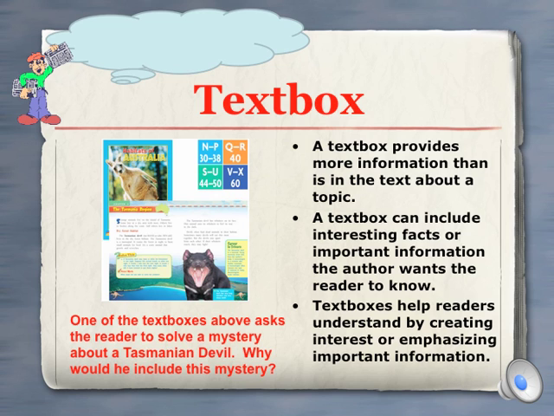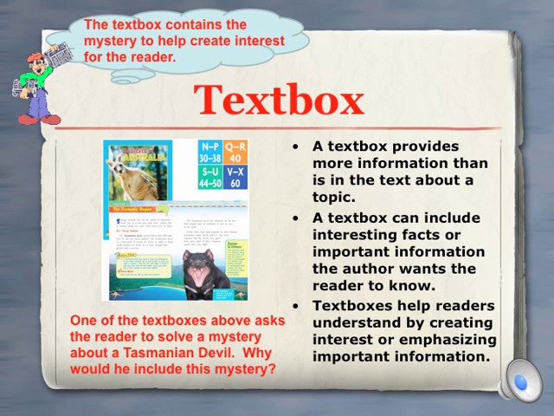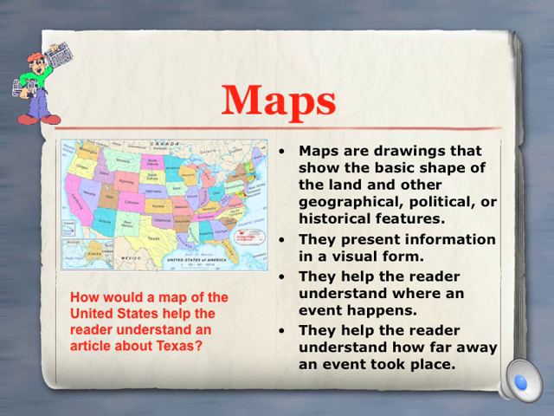Text box. A text box provides more information than is in the text about a topic. Please copy down the first bullet point. Text boxes are usually used to provide extra information or more detailed information. Maps. Maps are drawings that show the basic shape of the land and other geographical, political, or historical features. Please copy the first bullet point. Note that a map is a drawing, not a picture.